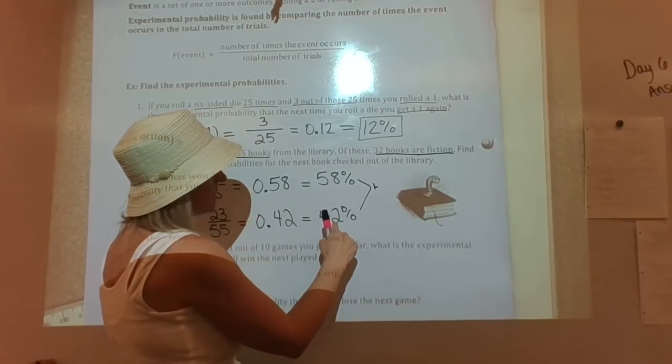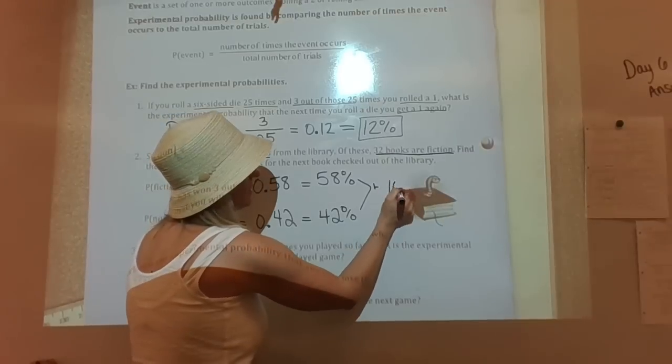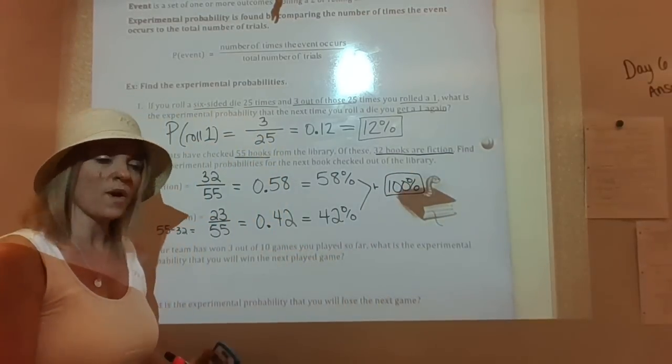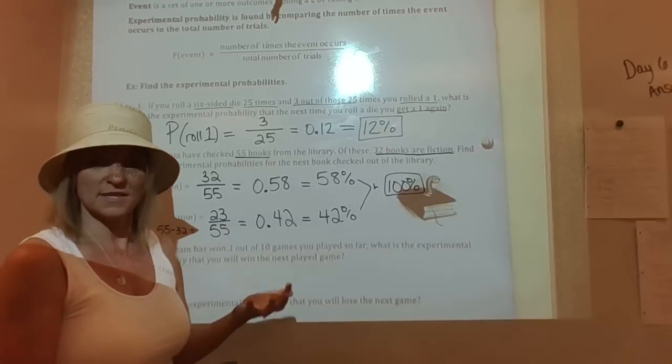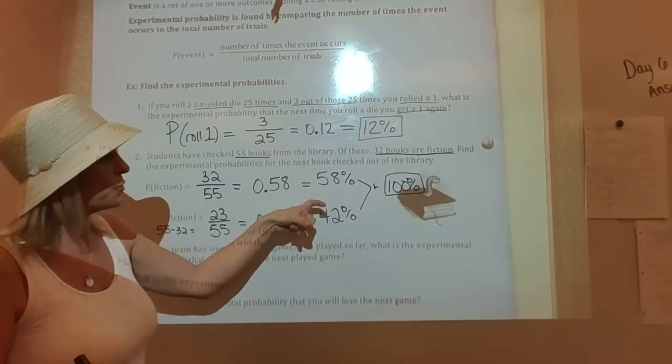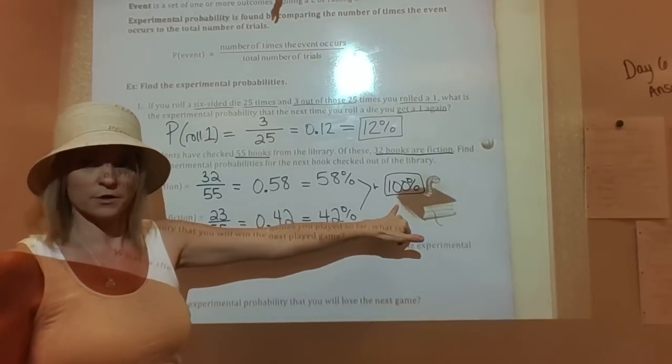Well, 58 plus 42 makes 100%. That will always happen when you have an event and a non-event, because the event will either happen or it won't. There's nothing in between. So their probabilities will always total 100%.